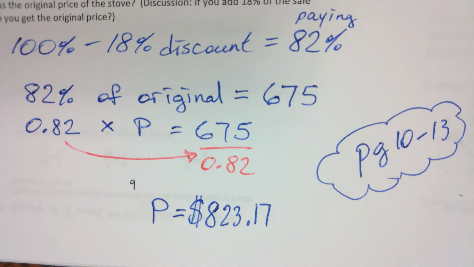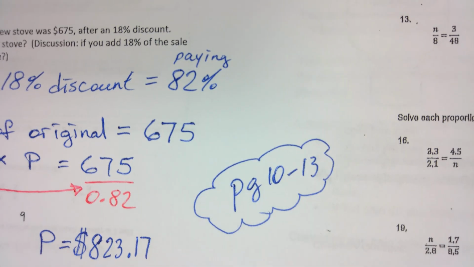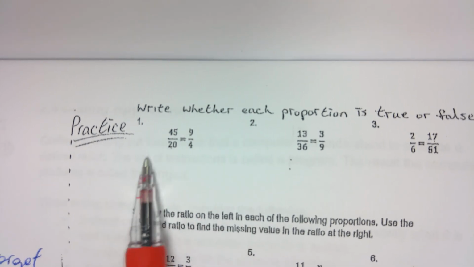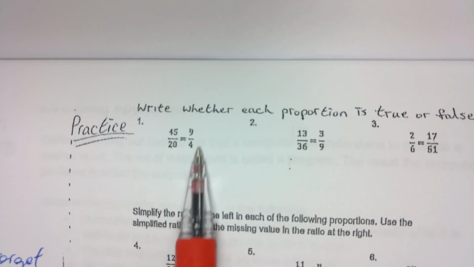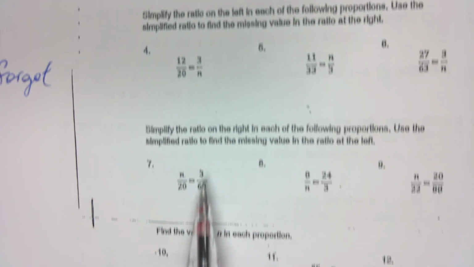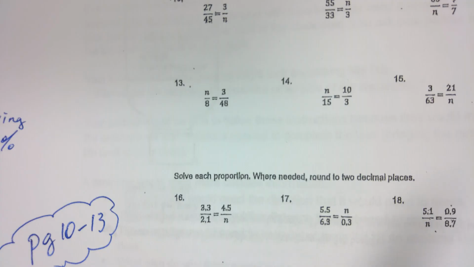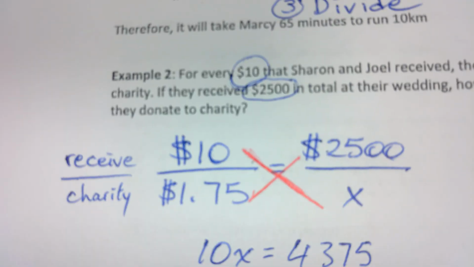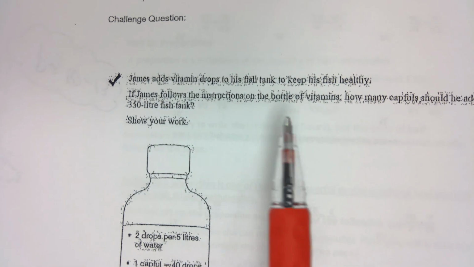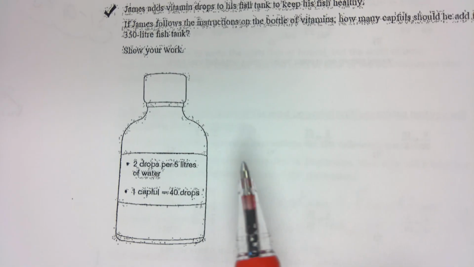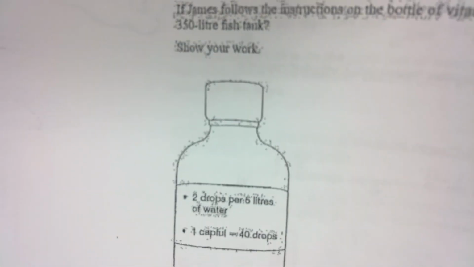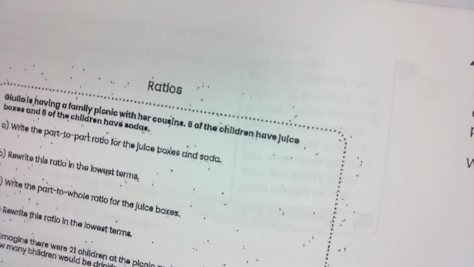So your homework tonight is page 10 to 13. Okay. Number 1 right here is just asking if these are equivalent ratios. So if you reduce this or multiply this on both sides, are they equivalent, true or false? These are the ones where you have to actually solve for n. Okay. And then there's some word problems on the back. This one, sorry, the photocopy doesn't look very good. This was an old EQAO question. So do make sure you try this one on page 12. And yeah, and then up to a ratio.